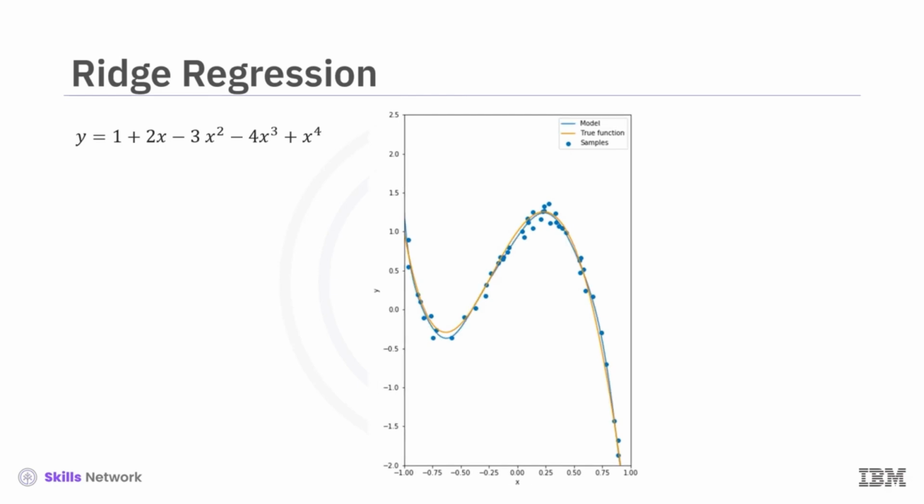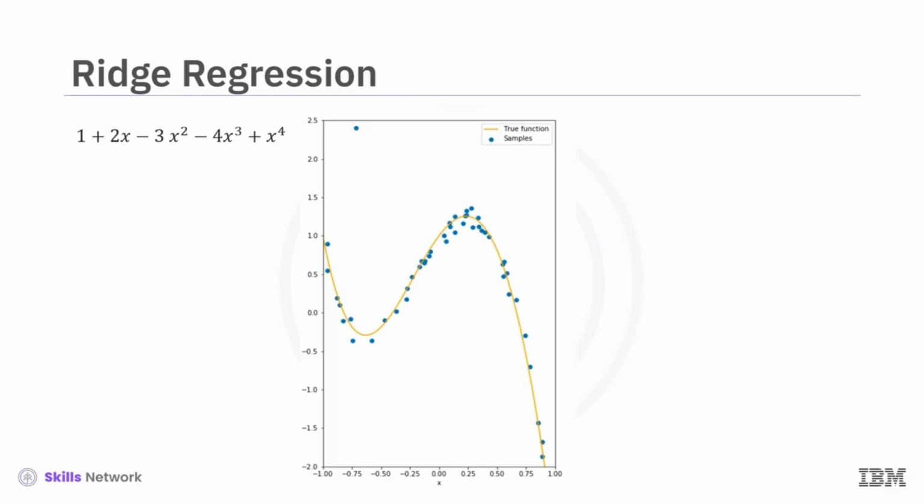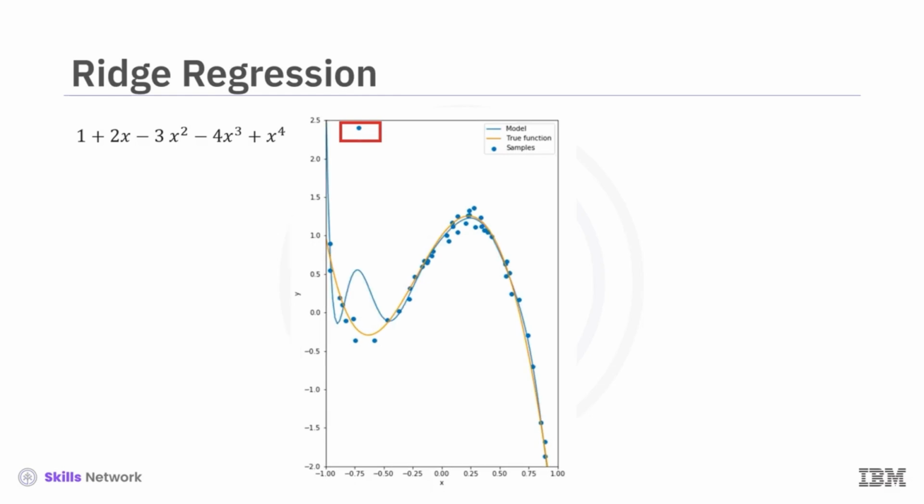We can use a 10th order polynomial to fit the data. The estimated function in blue does a good job at approximating the true function. In many cases, real data has outliers. For example, this point shown here does not appear to come from the function in orange. If we use a 10th order polynomial function to fit the data, the estimated function in blue is incorrect and is not a good estimate of the actual function in orange.